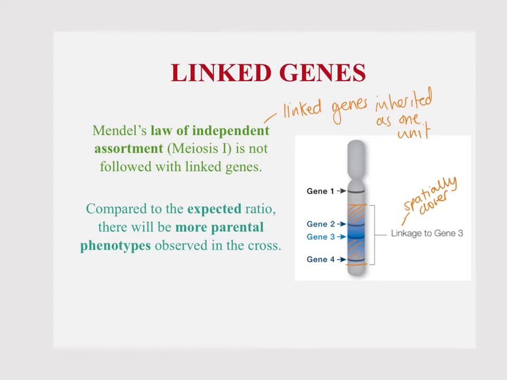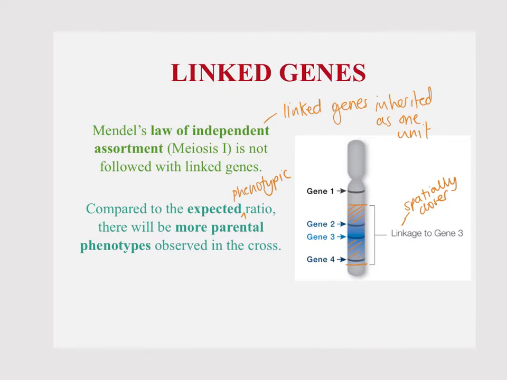There's a calculation that you can do to figure out how far away each of those genes are, depending on lots of factors, things like the number of recombinants, which is what we're going to look at in a second. Now, compared to the expected phenotypic ratio, the way that the offspring look, there's going to be much more parental phenotypes observed.